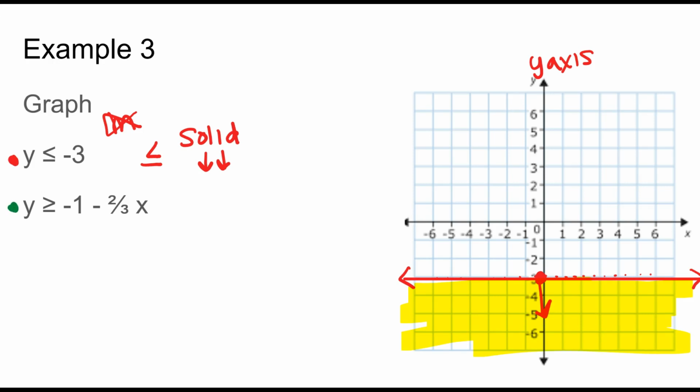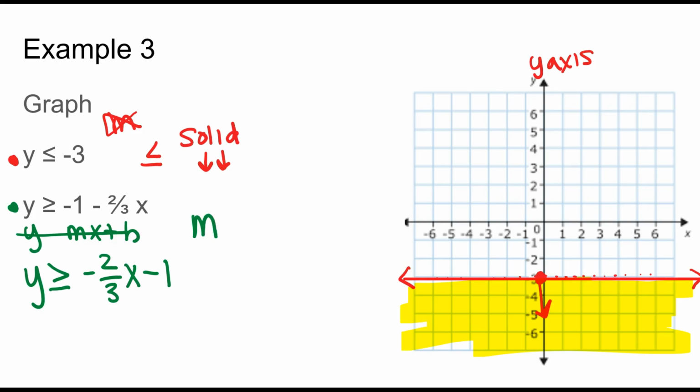Now there's something funny here. It's not looking like mx plus b. It's in the wrong order. So we have to rewrite this first. Y is greater than or equal to (-2/3)x minus 1. And now I can say, oh, m is (-2/3). It's down to the right. Be careful. You always want to make sure it's in the correct order.